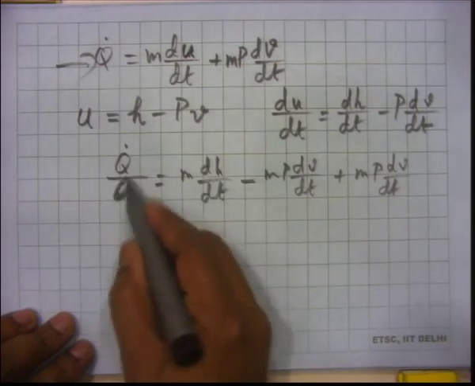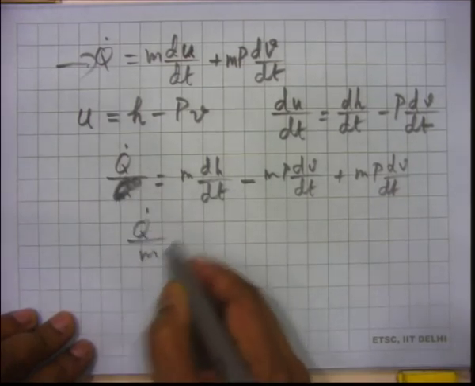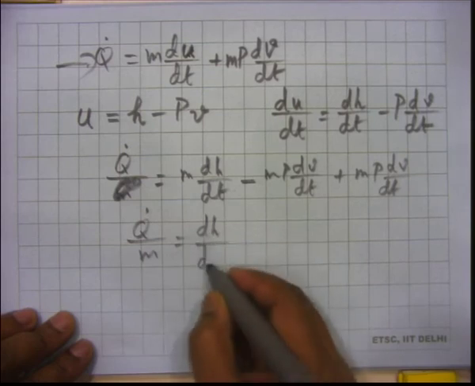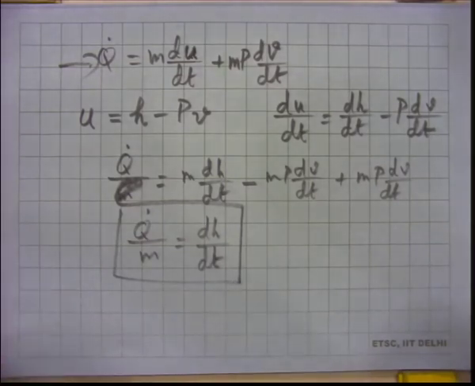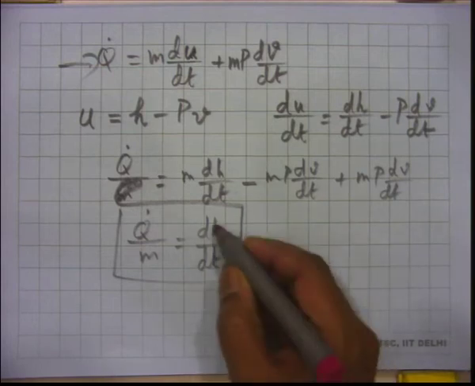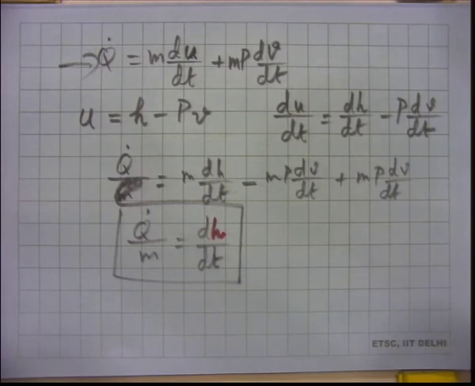No, this is just q dot, sorry, this is q dot. So, q dot by m is dh dt. So, this is better in the sense that it does not have internal energy, it has got enthalpy. Enthalpy is easier to deal with because there are tables. Okay. Still our job is not done. What do we want? We want to bring in temperature.